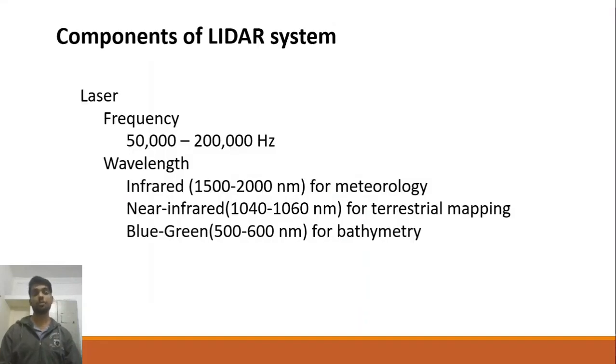Let's focus on the components of the LiDAR system. The most important component is the laser. The laser can have frequency ranging from 50,000 to 200,000 Hz. Depending upon the use cases, various wavelengths are used. For example, infrared is used for meteorology, near infrared is used for terrestrial mapping, and the light in the blue-green region is used for bathymetry. I will be talking about bathymetry in more detail in the upcoming slides.